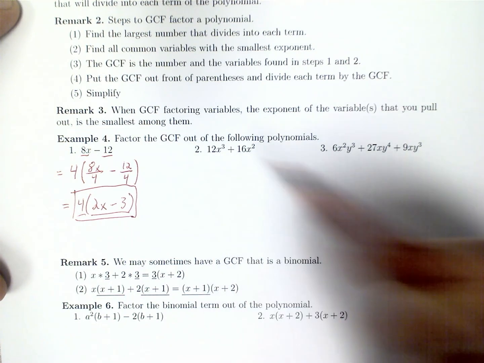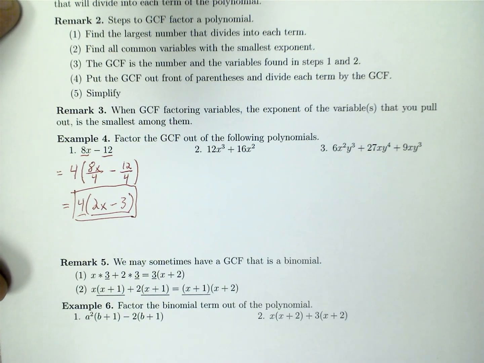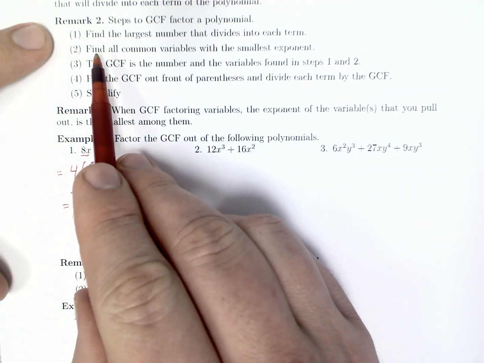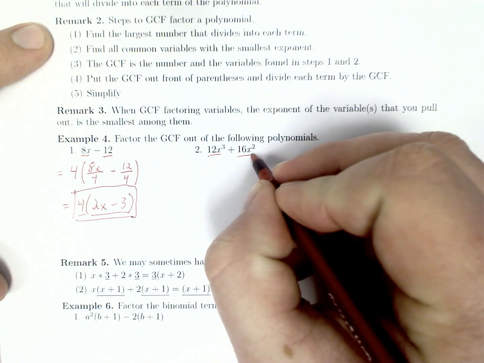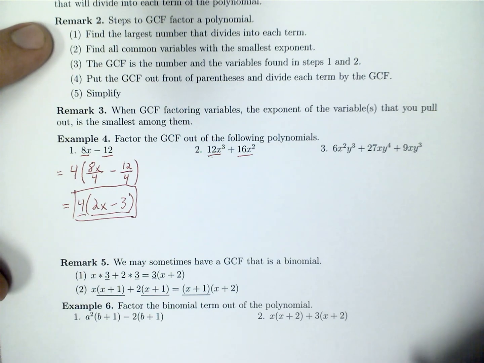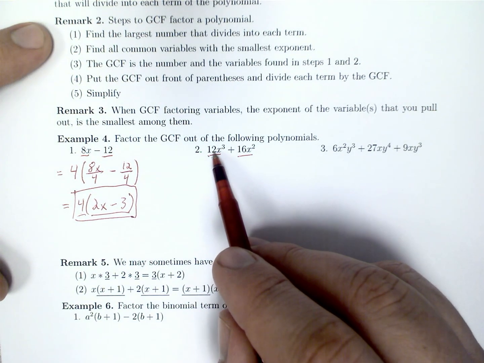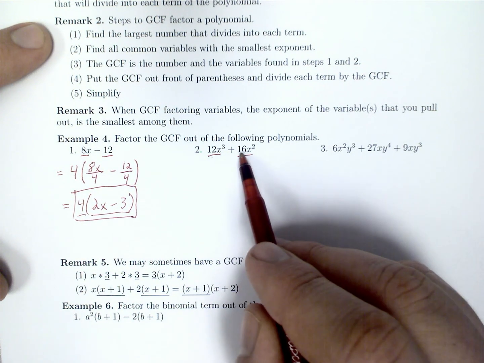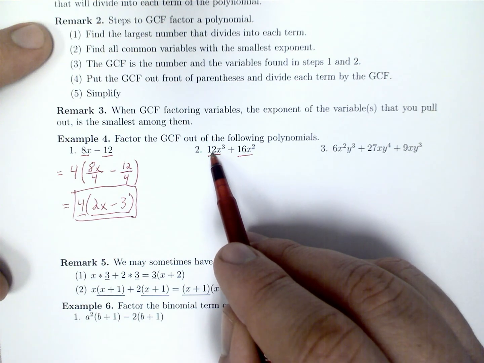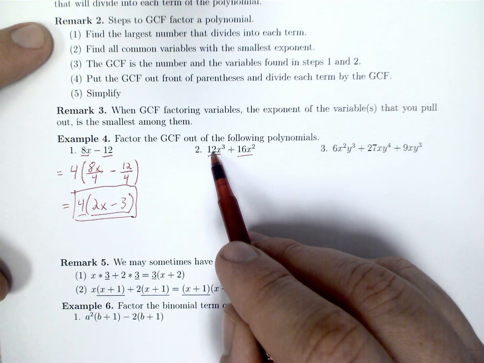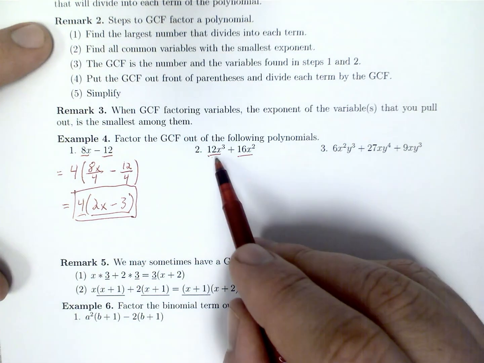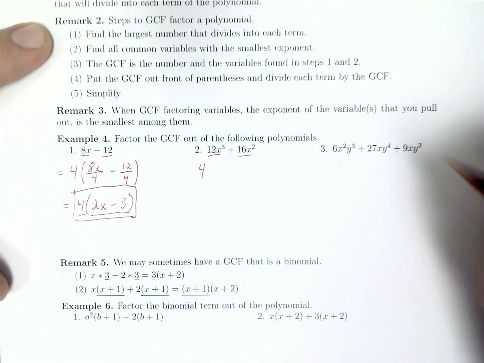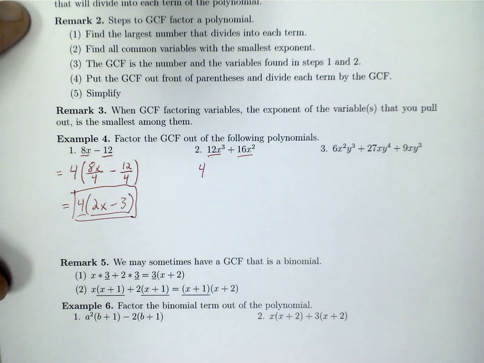12x cubed plus 16x squared. We start with the first thing again. What is the biggest number that divides into 12 and into 16? Does 2 divide into both? Yes, 2 does, but so does 4. If we get any bigger than 4, say 6 will divide into 12, but not into 16. So 4 is again the greatest numeric part of the GCF.